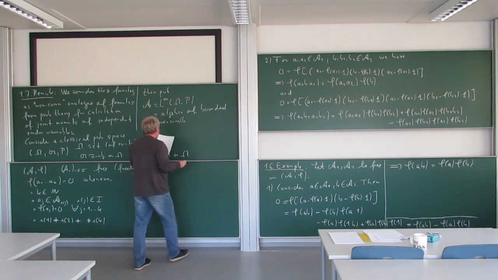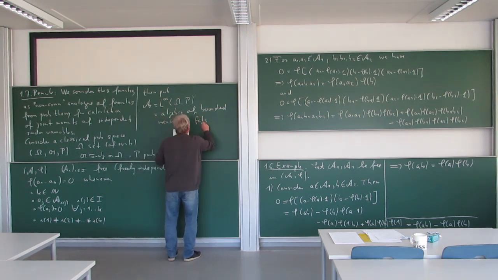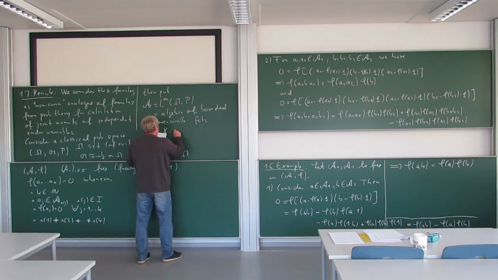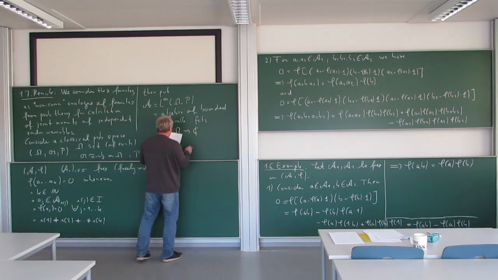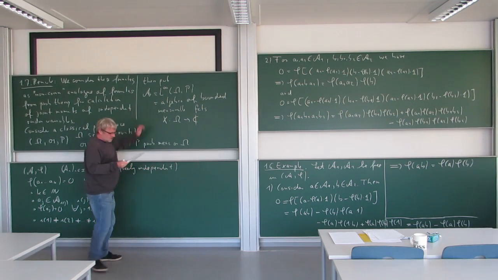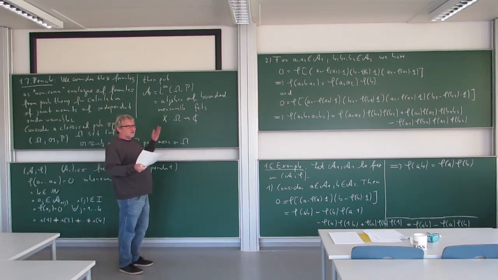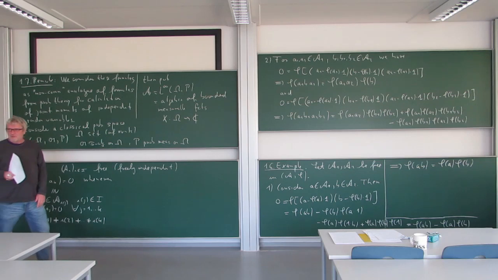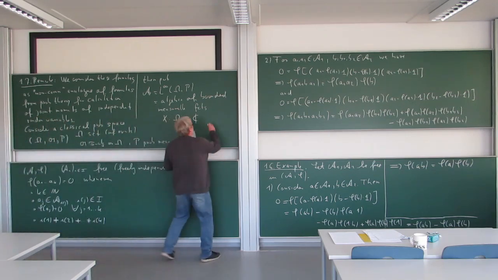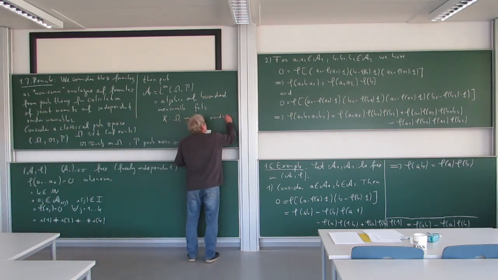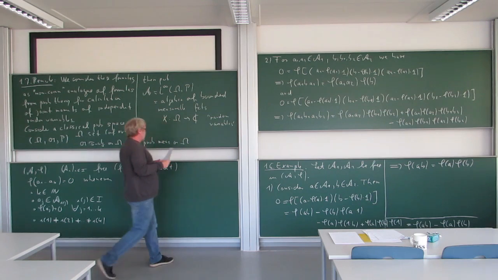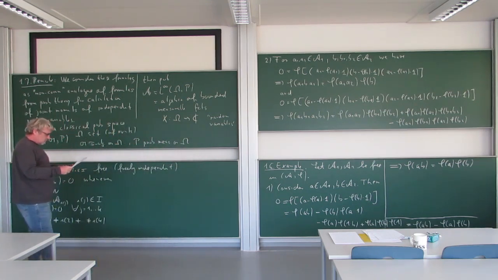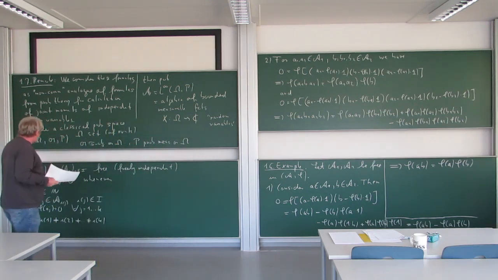So the algebra of bounded measurable functions x from omega to C, let's say complex valued functions. Those are usually the objects which you consider in probability theory, namely the random variables. Those guys are random variables. Measurable functions. Okay, so this gives us an algebra.